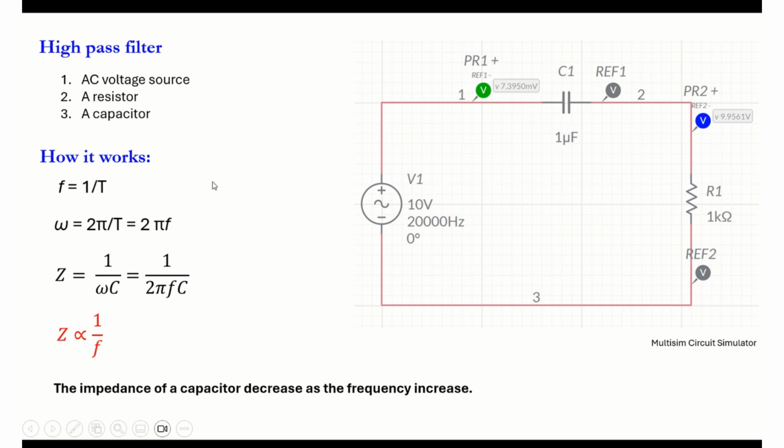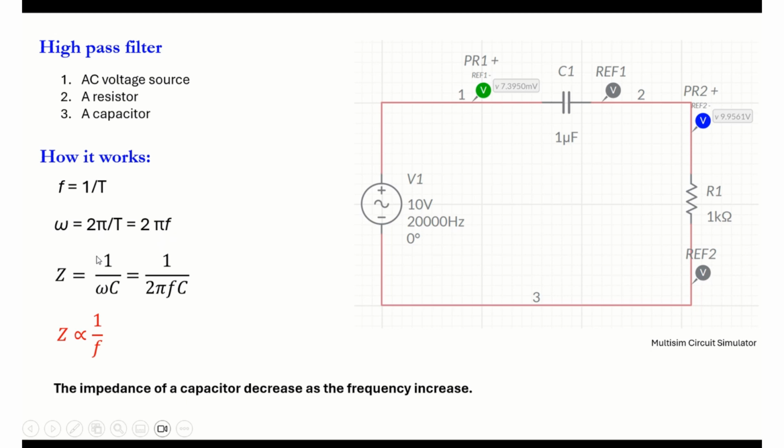So how does it work? The key is the function of the capacitor. If we look back at our definition of frequency, which is 1 over T, and the angular velocity, which is 2 pi over T, then if we combine these two equations we get omega equals 2 pi f. So the angular velocity depends on the frequency.